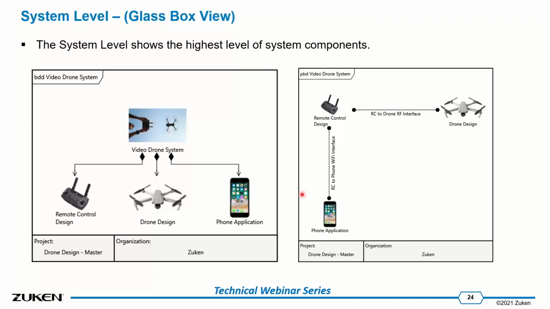The block definition diagram shows the hierarchy. The physical block diagram that I've shown there shows interfaces. So it'd be a Wi-Fi interface or an RF interface. So you can start to see the different diagrams present different information. But this is now the first glass box view, if you will, because we're looking inside the system of interest. The system is the full drone system.